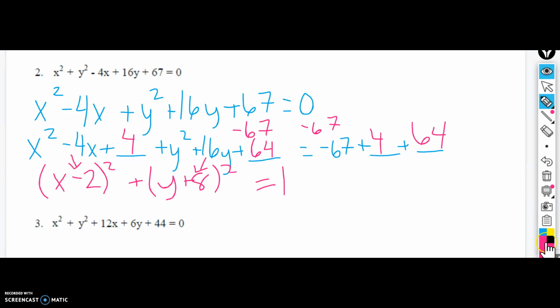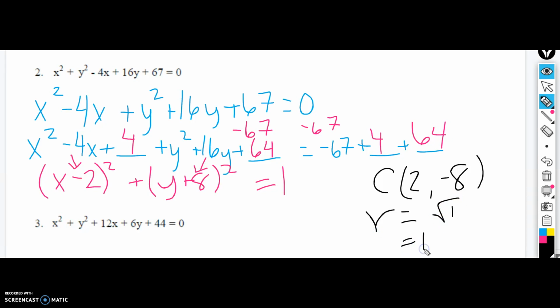So right away, again, I have my center and my radius that I can easily identify. My center is located at 2, negative 8, and my radius is the square root of 1, which is the same as 1.